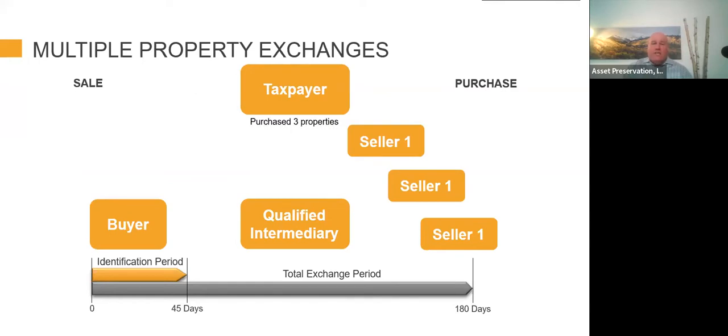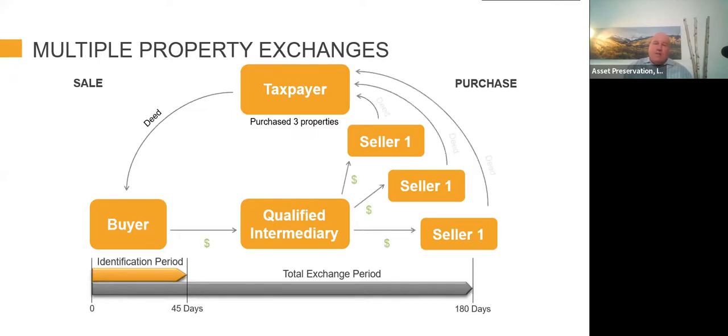So over here, taxpayer sells the property to the buyer. The money goes to the intermediary. They purchase three replacement properties and then have those deeded over. And that would actually be seller one, seller two, seller three. So most people in an exchange go up in value. They're going to leverage up and buy larger properties, increase their cash flow.